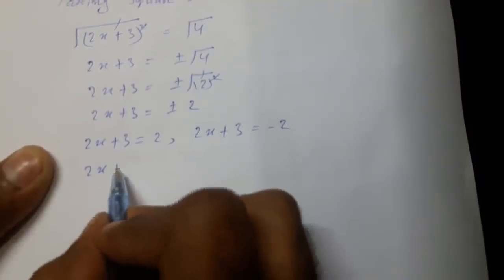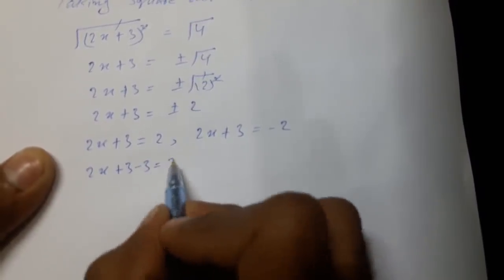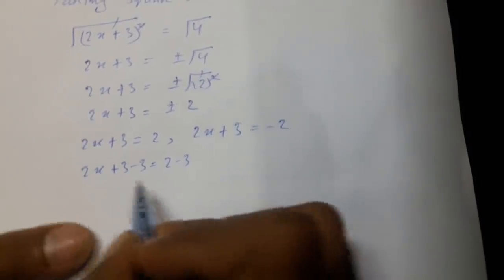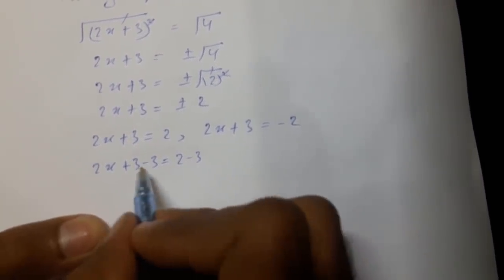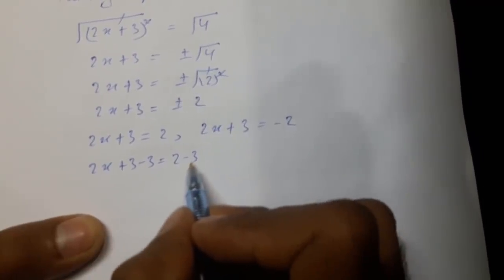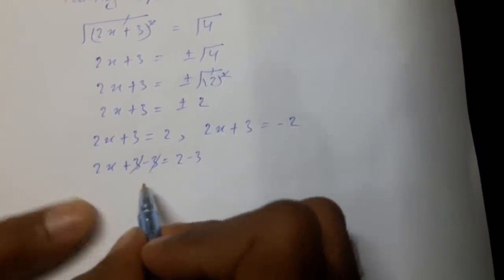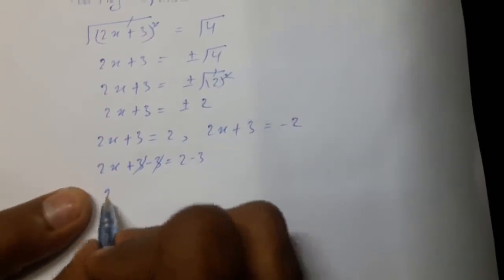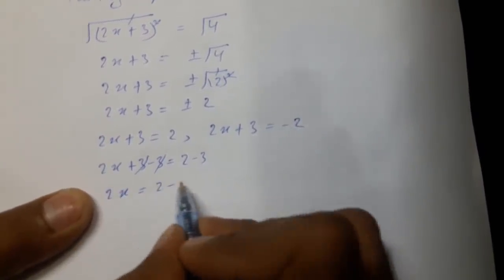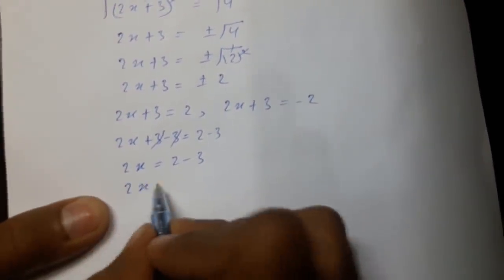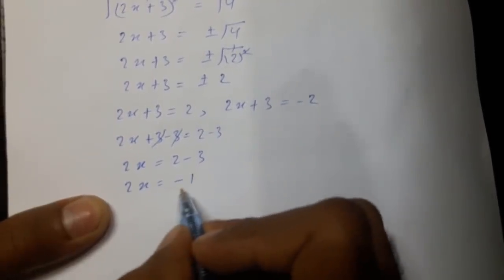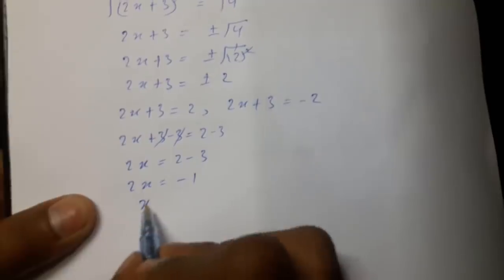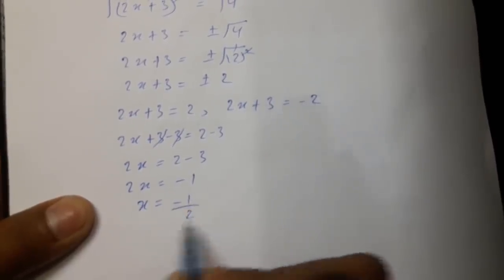2x plus 3 minus 3 is equal to 2 minus 3. You should understand what I did: I moved 3 from here to there, so I add minus 3 here and minus 3 here. So the 3s cancel each other here. So 2x is equal to 2 minus 3. Now 2x is equal to minus 1, taking the sign of the bigger value. So x is equal to minus 1 over 2.